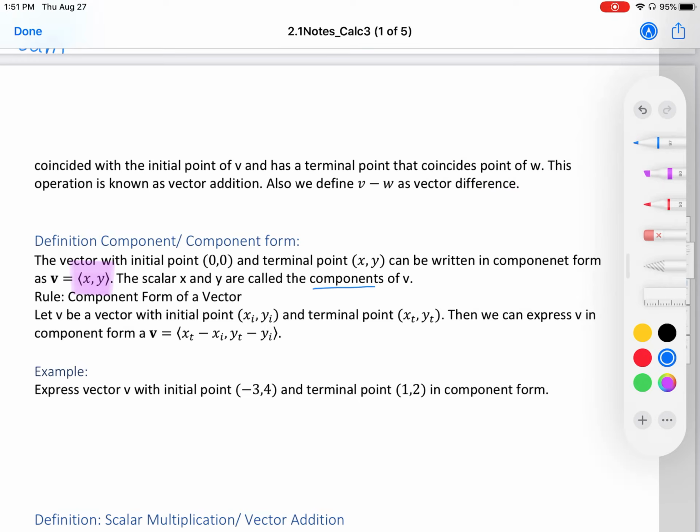Rule: component form of a vector. Let v be a vector with initial point (xi, yi) and terminal point (xt, yt). Then we can express v in component form as v equals ⟨xt minus xi, yt minus yi⟩. So essentially we're subtracting point 2 minus point 1. If this is point 1 and that's point 2, we're subtracting 2 minus 1.